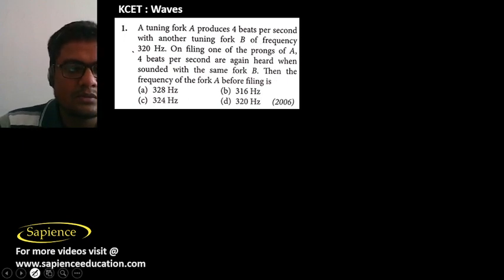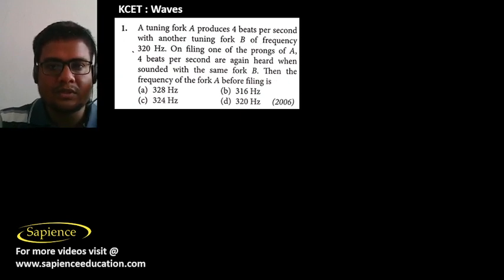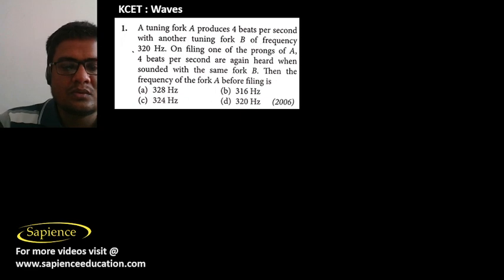So here we shall start off with the very first question on the chapter of waves in physics. It is told a tuning fork A produces 4 beats per second. Another tuning fork B of frequency 320 Hz. On filing one of the prongs of A, 4 beats per second are again heard when sounded with the same fork B. Then the frequency of fork A before filing.